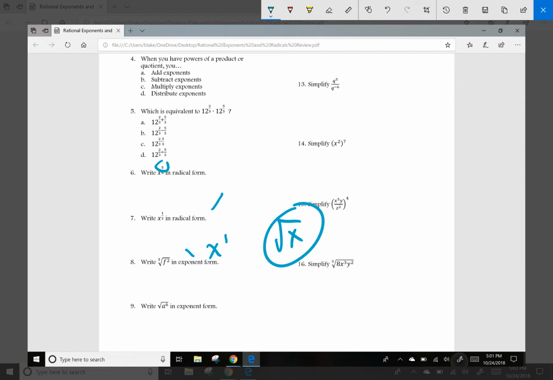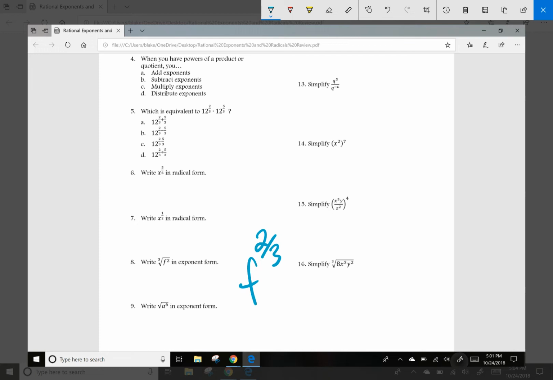Number 8 and 9 are the opposites. They're going from radical form back into exponent form. So this would be f, and 2 would be my numerator. So this would be f to the 2nd power over 3 as my denominator. So f to the 2 over 3 power. So 2 over 3 is the exponent. Just make it look a little bit better.